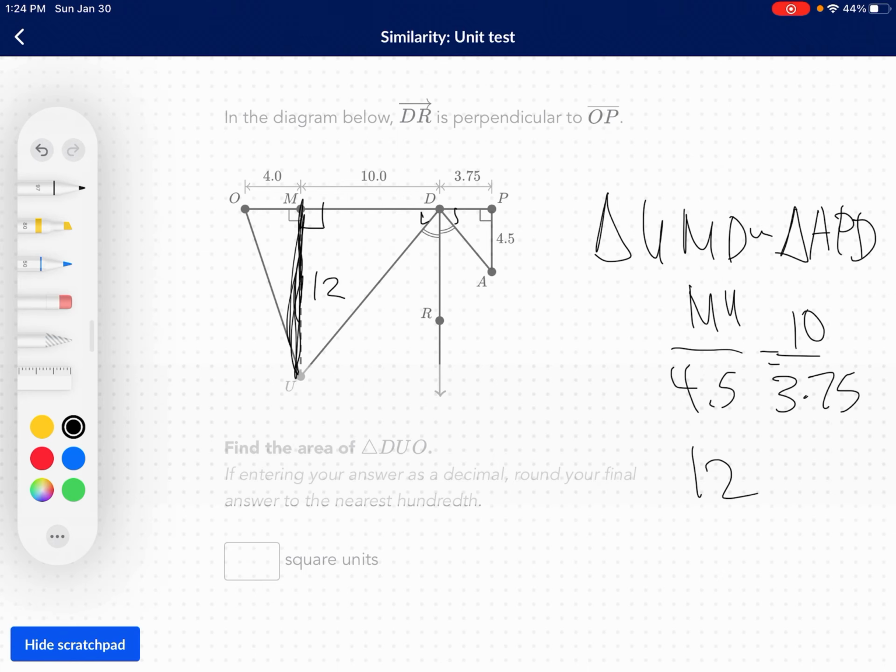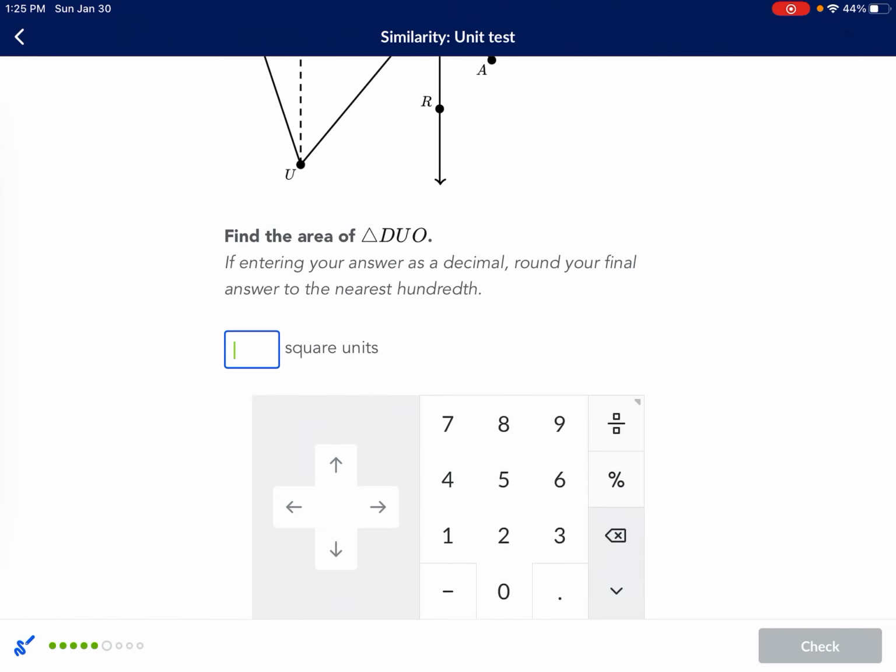And you find the area of triangle DUO. So 14 times 12 is 168, and take half of that, you get 84. So the area of triangle DUO is 84. I'll show you how to do it with the geometric mean. Actually, you can't use the geometric mean here because this is not a right triangle. So I'll just say it's 84.